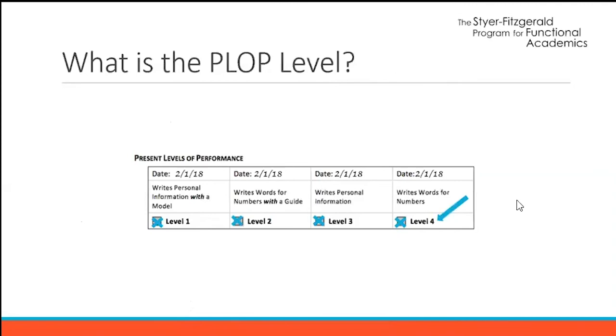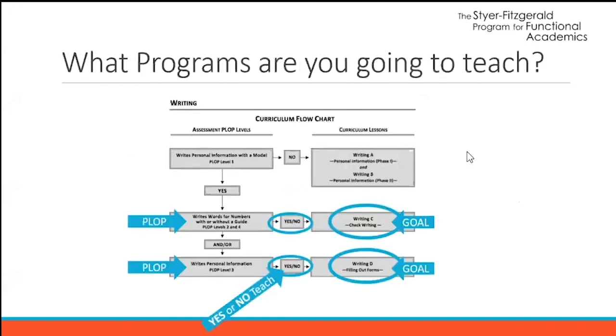What is the present levels of performance? Okay, so the student can write personal information with a model, writes words for numbers with a guide, writes personal information, they met criteria there, writes words for numbers. So they met criteria, right? Well, when we go over to writing and we look at the flow chart and we got all these yeses, the present level, write words for numbers with or without a guide, levels 2 and 4.